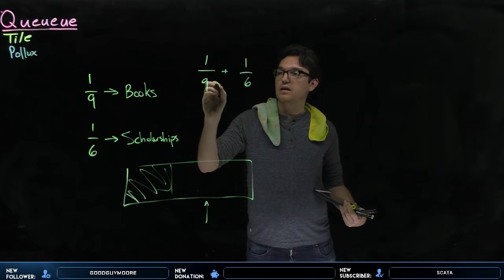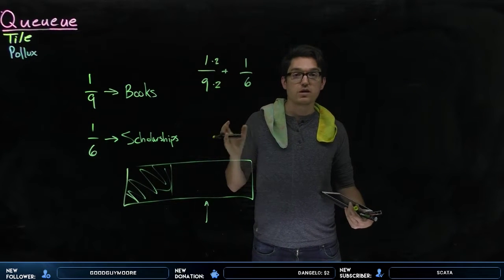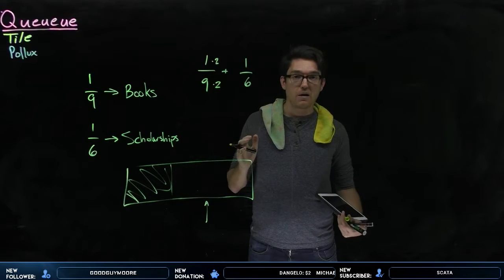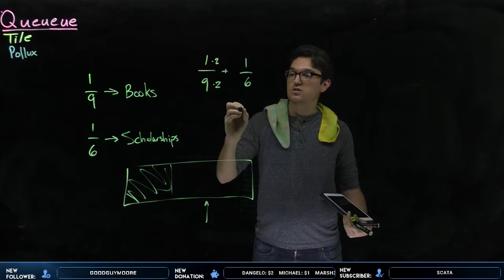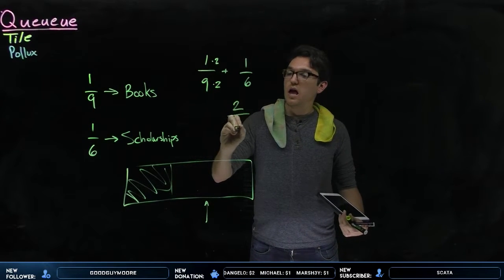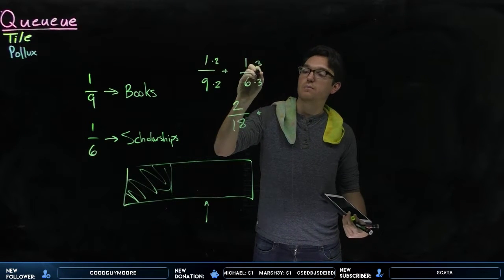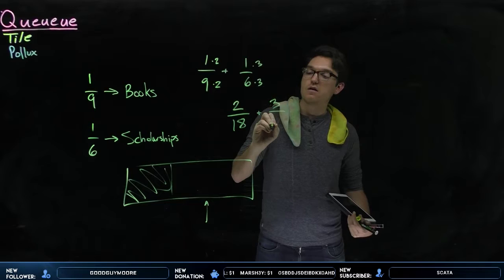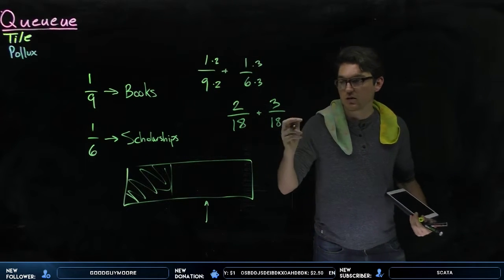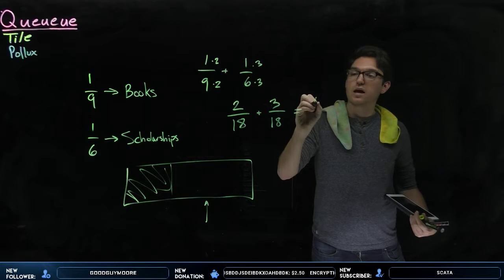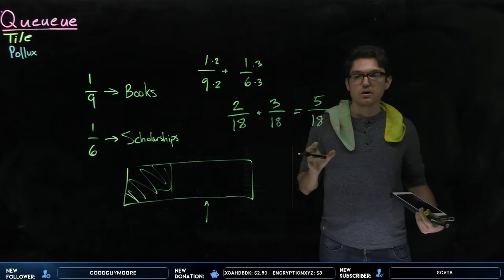In order to make 9 into 18, we want to multiply it by 2, as well as the top number. That's how we convert fractions. We multiply the top and the bottom number by the same number so that the overall value doesn't change. So this is going to turn into 2/18, and this needs to be multiplied by 3 on the top and bottom, 3/18. And now that they're over the same number, we're talking about the same kind of part, 2/18 and 3/18. We can add up the top numbers and get 5/18. So they have used 5/18 of their budget so far.